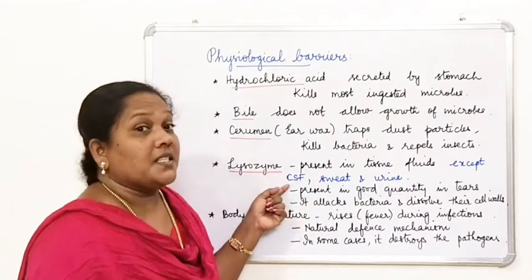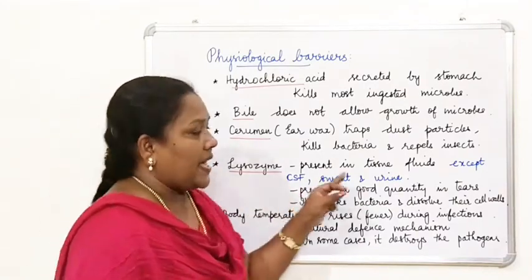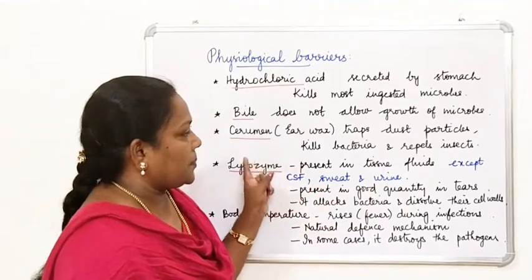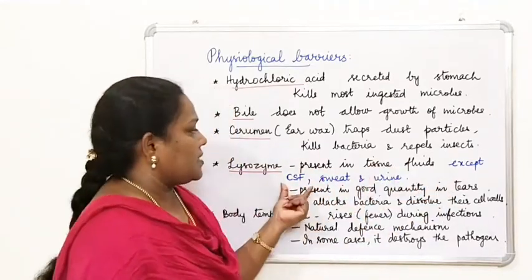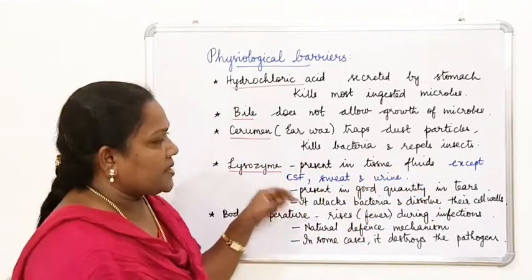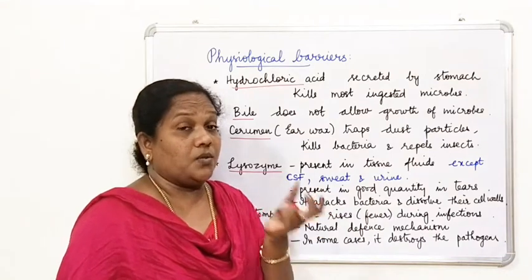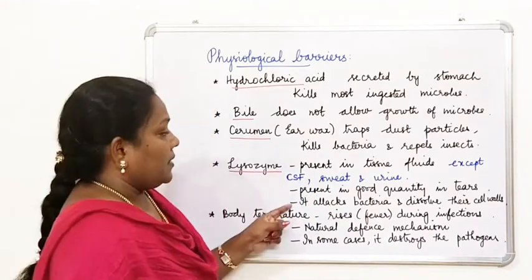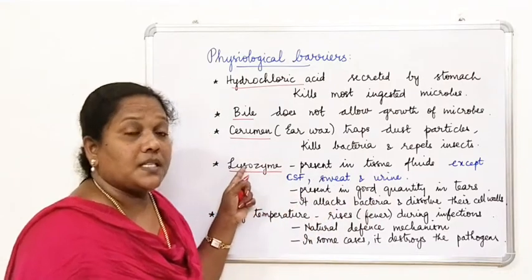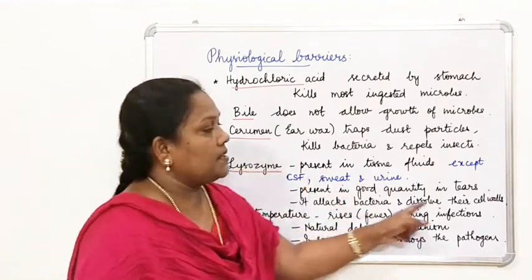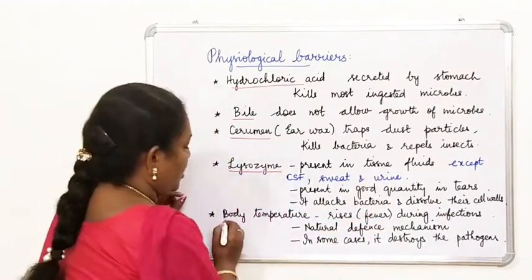CSF is cerebrospinal fluid. Lysozyme is also absent in sweat and urine. So it is present in tissue fluids except CSF, sweat and urine. It is also present in good quantity in tears. So tears contain lysozyme, which attacks bacteria. That is why it is called an antibacterial enzyme. It dissolves their cell walls. And the last one is body temperature.